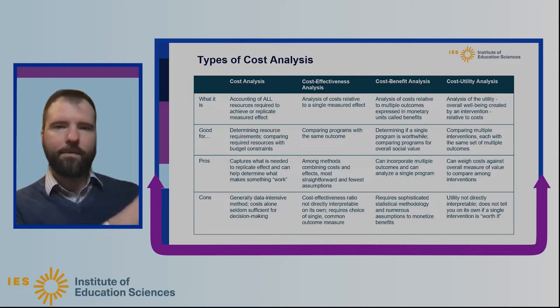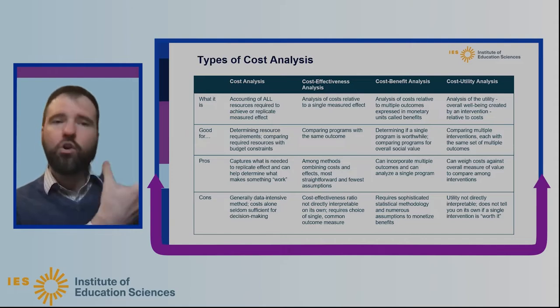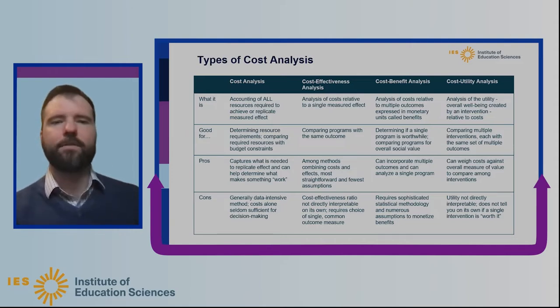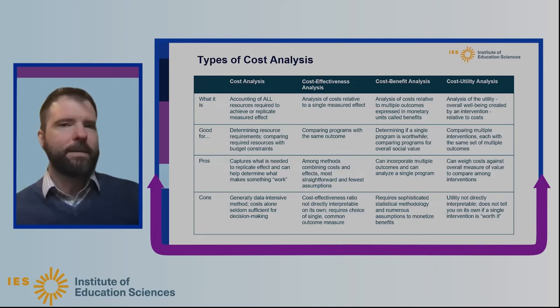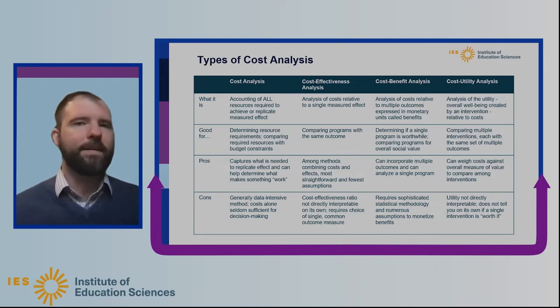What are all of the resources, regardless of who provides them, who pays for them, whether there's a financial outlay or not. And so it's good for answering questions like, what does it take? What does an intervention look like on the ground? As well as, can I afford it? Is it feasible for me to do an intervention with the budget and resource constraints I face?